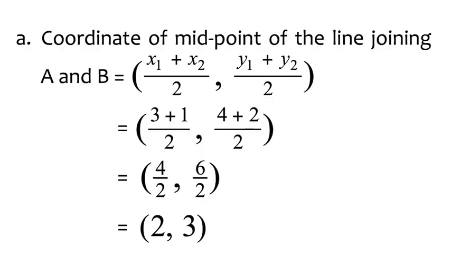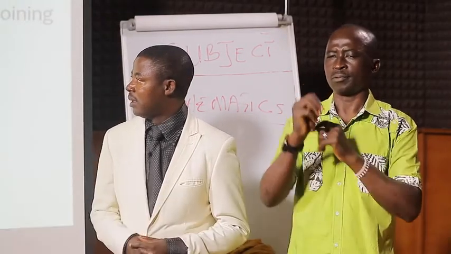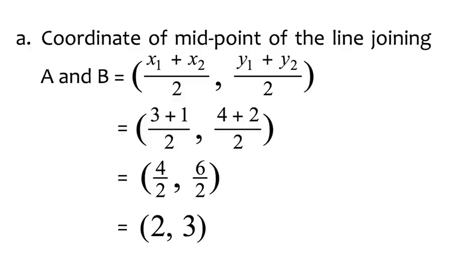Hence, the coordinate of the midpoint of the line joining point A and B is given by x1 plus x2 divided by 2, y1 plus y2 divided by 2. We are going to substitute the variables accordingly. Our x1 is 3, so we have 3 plus our x2 is 1, we have 1. 3 plus 1, and then y1 is 4, and our y2 is 2. So 4 plus 2. If you simplify, 3 plus 1 is 4.